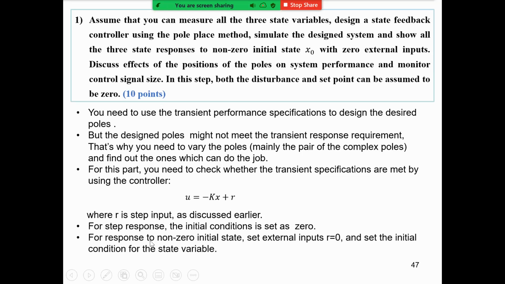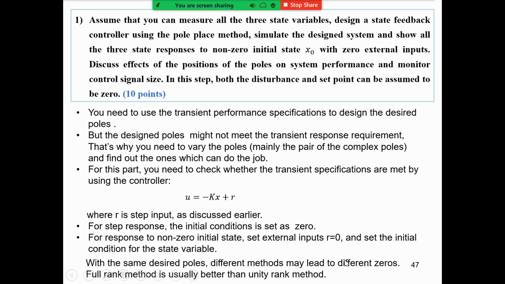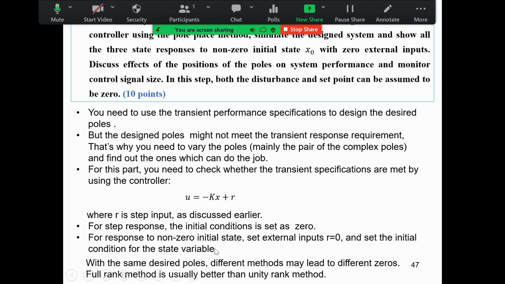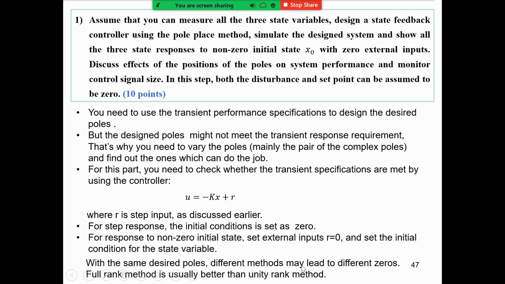Then you also study the response with a non-zero initial state. For that case, you set the external input r equals 0. And the initial conditions are already given in the project. Also, you may observe that even though you have the same desired poles, you may get different results with different methods, because different pole placement methods will generate different zeros. Okay. The full rank method is usually better than the unit rank method.